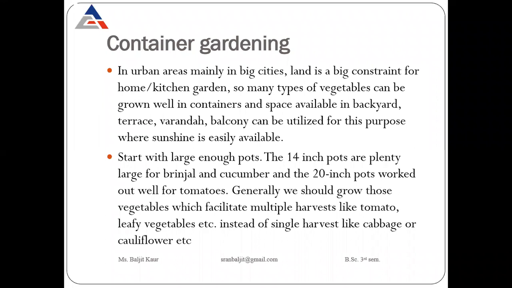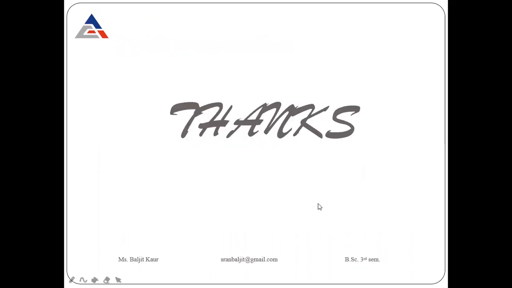Generally we should grow those vegetables which facilitate multiple harvest, like tomato or leafy vegetables, instead of single harvest. So in the container gardens we have to grow the vegetables which have multiple harvest, right? And single harvest crops like cabbage or cauliflower cannot be grown in container gardens, because once we cut the cabbage or cauliflower head, there will be only stubble, and this will not grow again. So we have to grow only multiple harvest crops in the container gardens. That's all. Okay, thank you everyone.